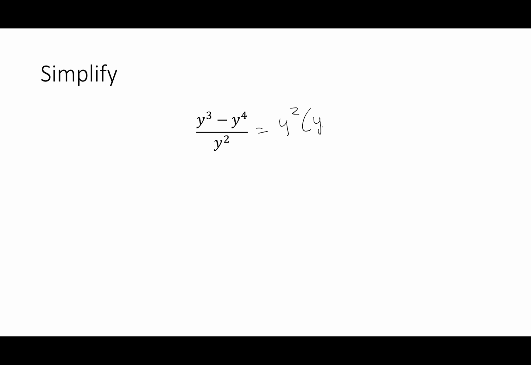Y cubed divided by y squared is y. Y to the 4th divided by y squared is y squared. That cancels out, so I end up with y minus y squared. Notice this time I didn't really have anything left in the denominator. I could put a 1 if I wanted to, but when I'm just dividing by 1, it's okay to drop the denominator altogether and just leave it nicely as y minus y squared.